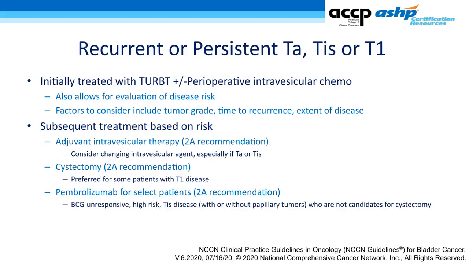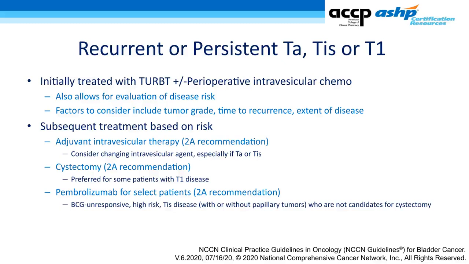A patient who presents with non-muscle invasive bladder cancer, Ta, Tis, or T1, they get their TURBT, they get some perioperative, say 6 hours later, some perioperative gemcitabine followed by some induction BCG, and oftentimes when they're getting their induction BCG, that's followed by a cystoscopy to look to see has the disease recurred, is it recurrent or persistent? And that can then dictate, obviously, the next course of treatment.